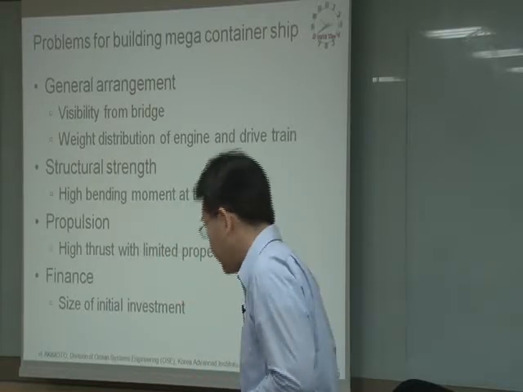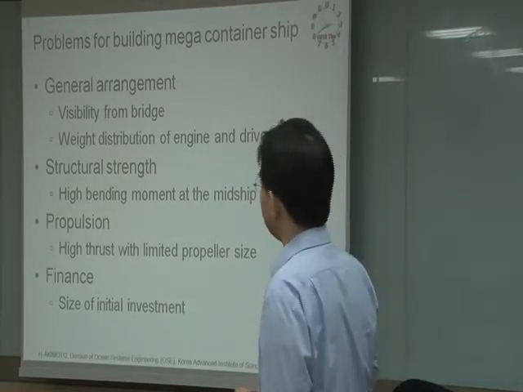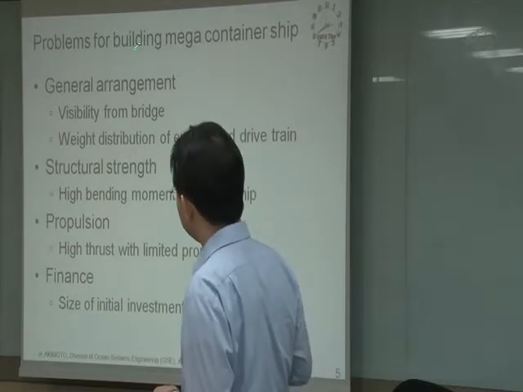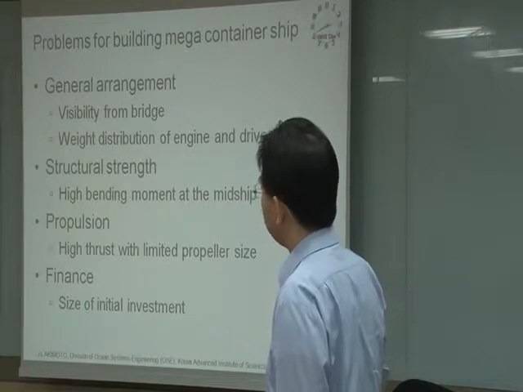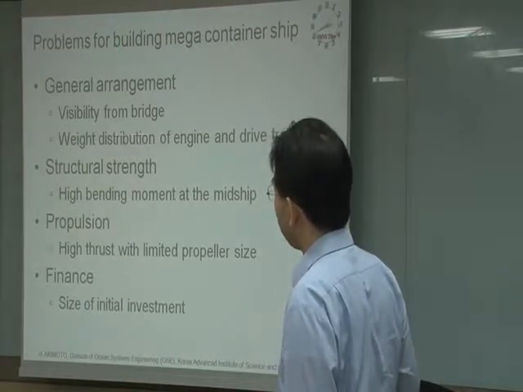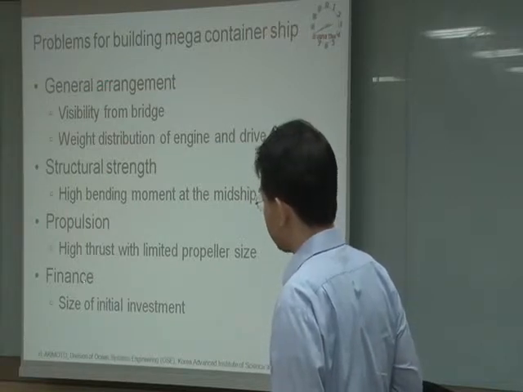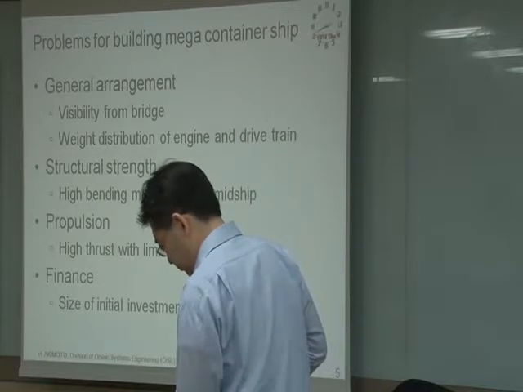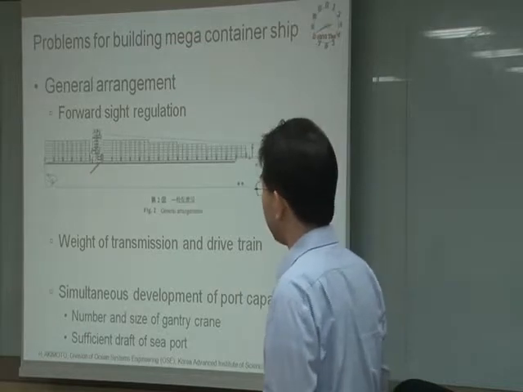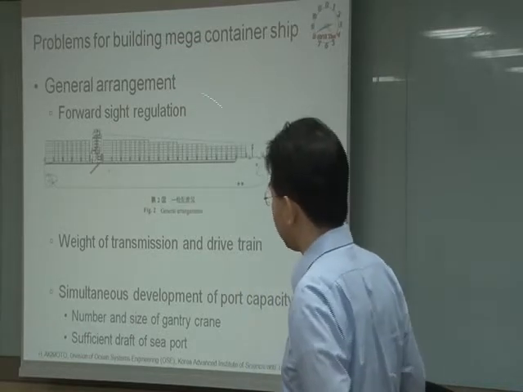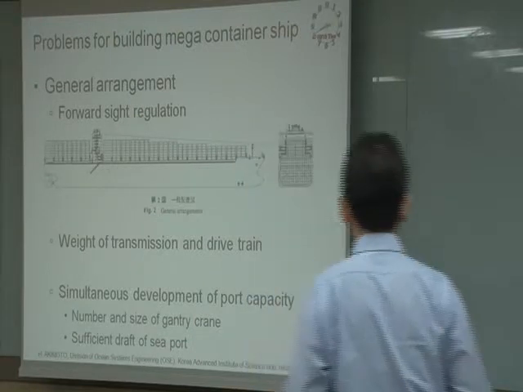So next, I'd like to show you the problems related to building mega container ship. It will be categorized in 4 parts: general arrangement, structural strength, propulsion, and finance. First, general arrangement. This is already a big container ship. If it is a standard container ship, it will be like this.